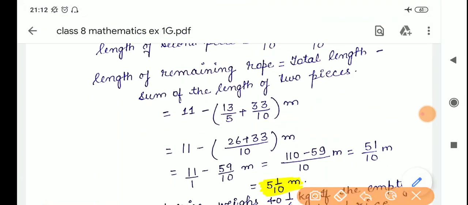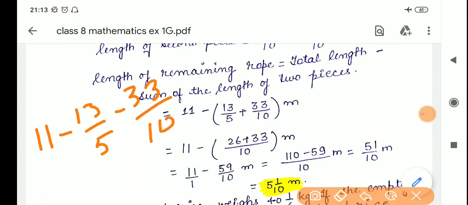Now to calculate the length of the remaining rope, the formula is total length minus sum of lengths of the two pieces. Instead of writing this way, you can write 11 minus 13 by 5 minus 33 by 10. You can write like this also. While solving, a plus sign will come, because minus times minus is plus, correct? So you have to solve like this only.